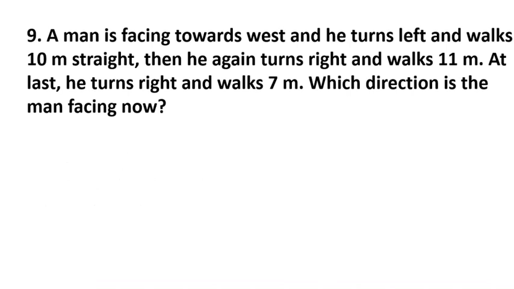So this question again comes from directions and distance. We know that there are 4 directions: north, south, east and west. A man is facing towards west, he turns left. So west left is south and west right is north. Remember that. A man is facing west, he turns to his left and walks 10 meters straight.